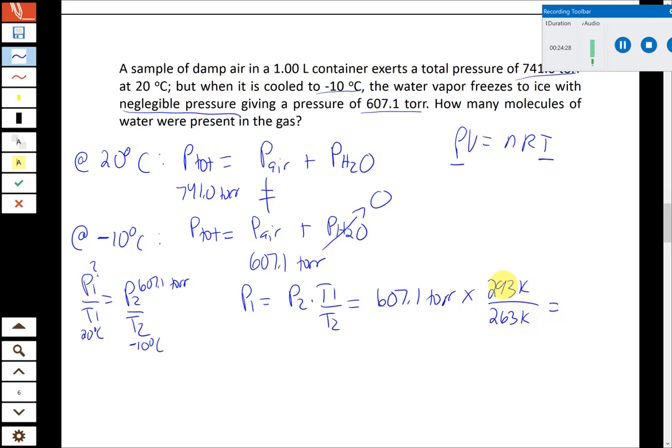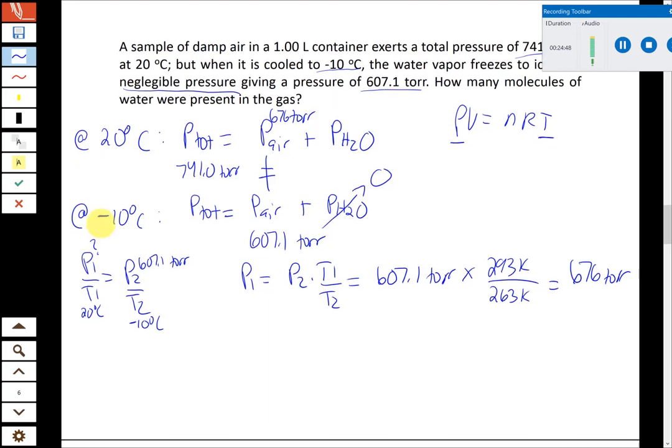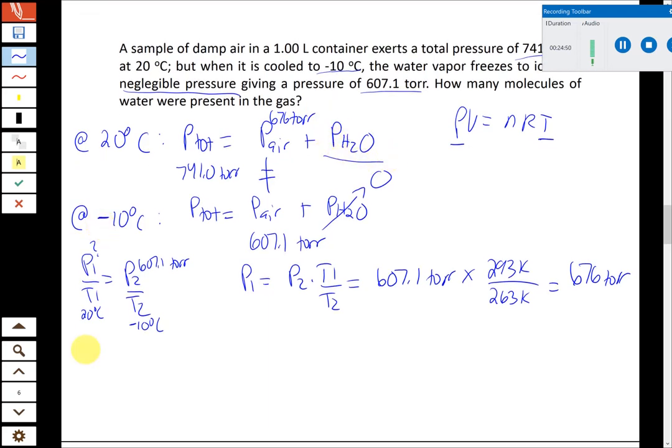So when we do this intermediate step, this is not going to give us the answer, but it's getting us in the right direction. We get 676 torr. And so what that means is that at the higher temperature of 20 degrees Celsius, the pressure of the air is 676 torr. And so now we can figure out what the water vapor pressure is.